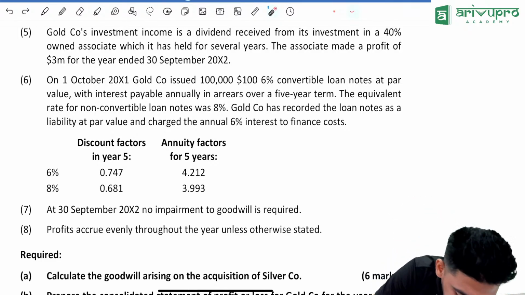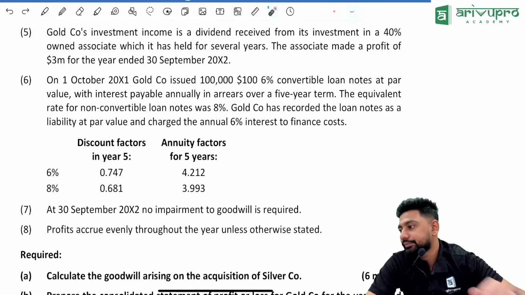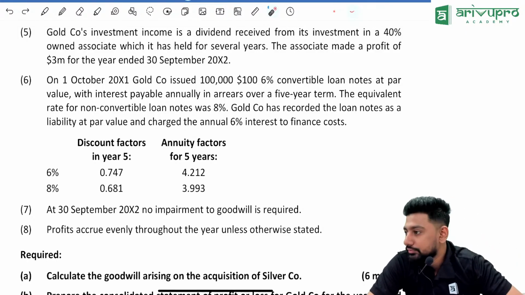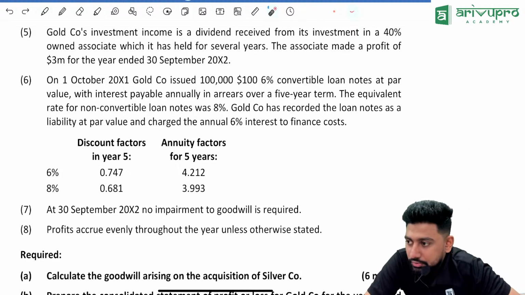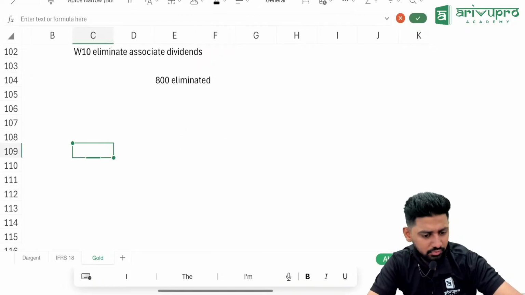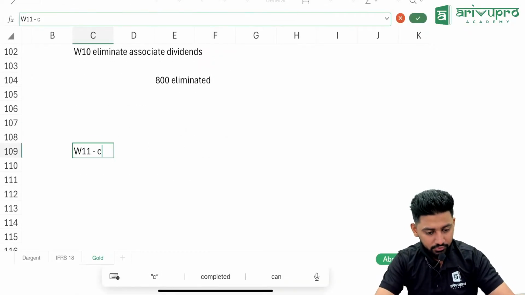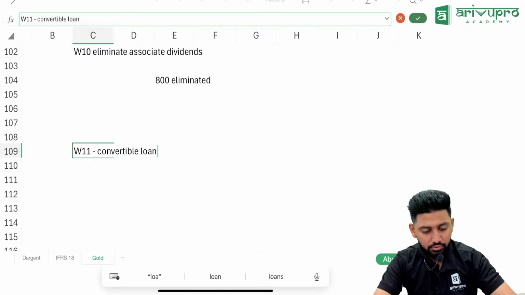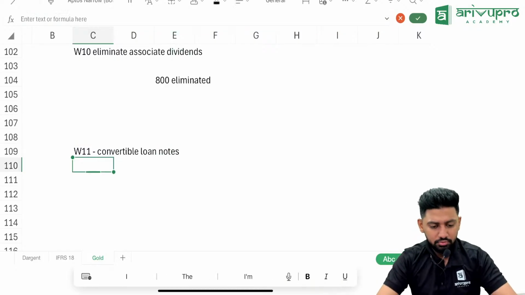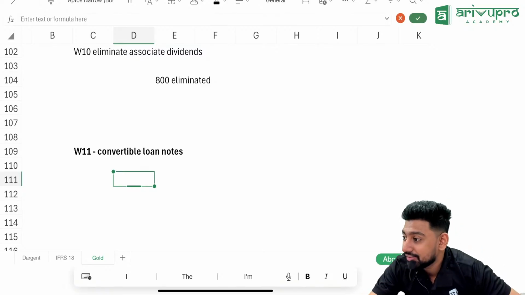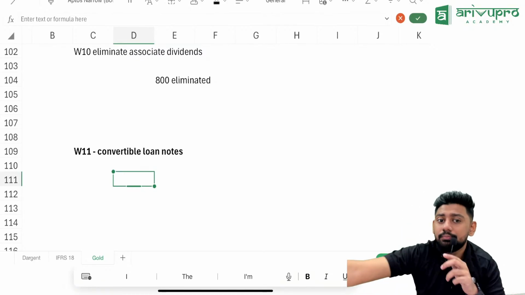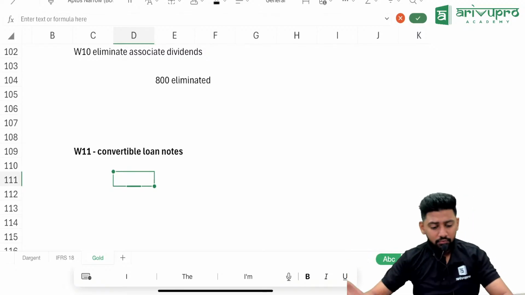What has happened? They issued a convertible loan note. No problem, simple. Working 11, convertible loan notes. You have to find the equity component. Superb.